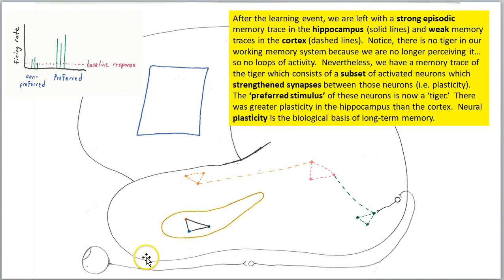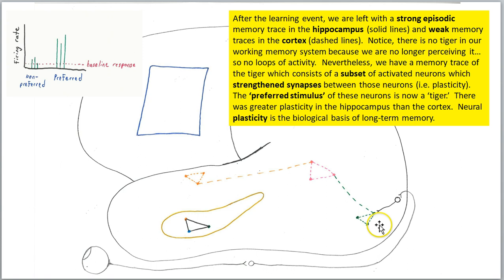Now, after the observing event, when the tiger goes away, we're left with an episodic memory trace in the hippocampus, but as well we have memory traces in the cortex, because after all, the cortex was processing the visual and auditory qualities of the tiger. But notice, we're showing that the hippocampal memory trace is a strong memory trace with solid lines here, and we're indicating that the memory traces in the cortex are weaker with dashed lines.